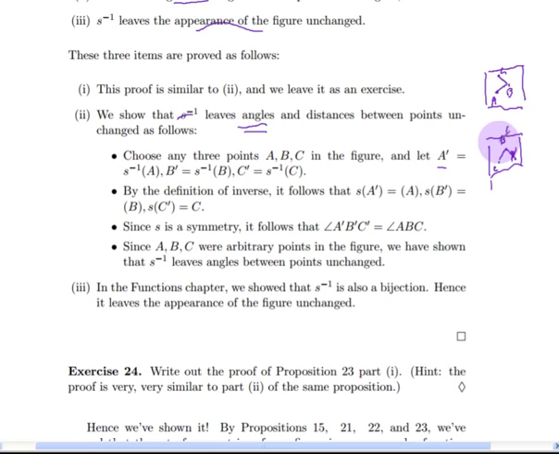And we want to verify that in general, this resulting angle is going to be the same as this angle. So consider the 3 points, consider their inverse images, and look, S of A prime is equal to A, S of B prime equals B, S of C prime is equal to C. And we know S is a symmetry. So we get the equality backwards. The angle A prime, B prime, C prime must equal the angle ABC. And since we showed this for arbitrary points in the figure, that means that any angles in the figure remain unchanged under the symmetry S inverse.